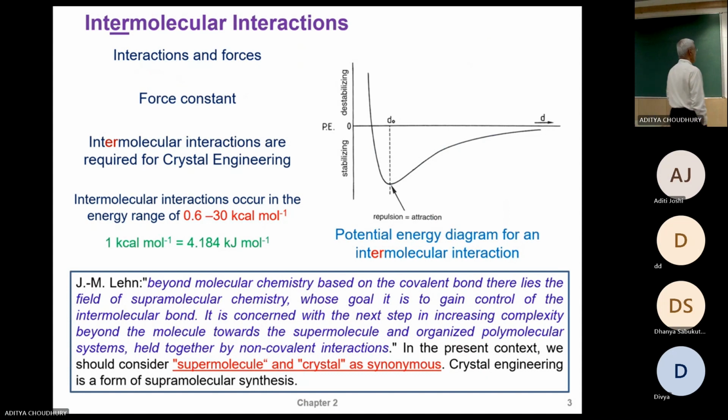So again, when you talk about intermolecular interactions, I have to refer to this potential energy diagram we are all familiar with. Whenever we talk about the formation of hydrogen, this is what we do. It's exactly the same for intermolecular interaction. In the case of hydrogen, we bring two hydrogen atoms closer, but in the case of molecules, you bring two different molecules closer. That's what we do. It's exactly the same.